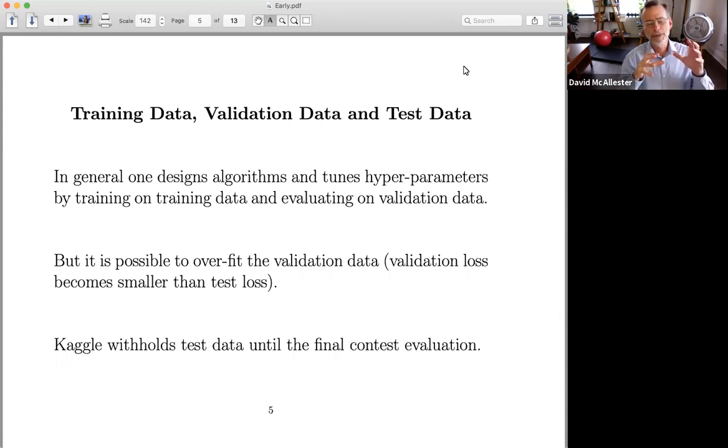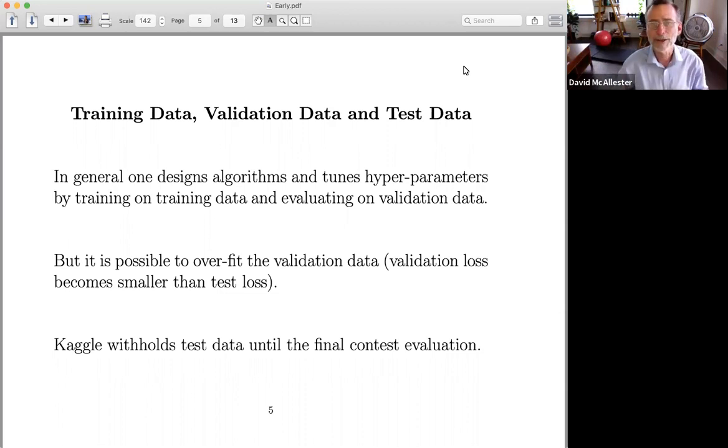Now, for a long time, going back at least 30 years, people have realized that if you tune an algorithm by figuring out which algorithm performs best when trained on the training data and evaluated on the validation data, you can overfit the validation data. You can pick an algorithm that happens to work on the validation data, but then if you pick fresh data, it won't work as well as it works on the validation data.